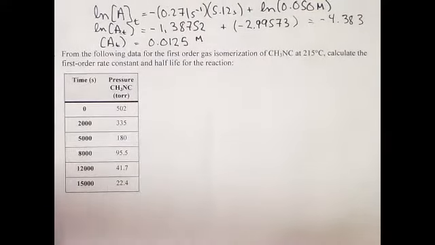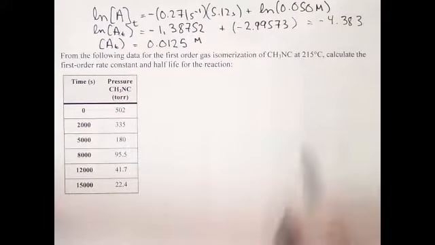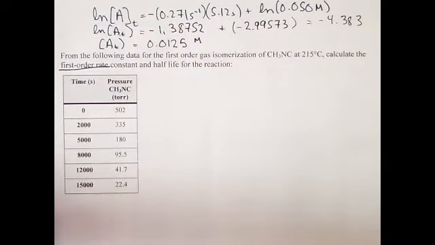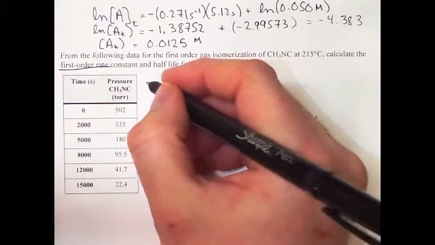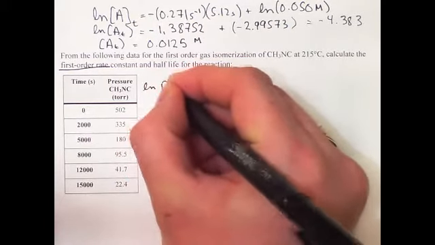So from the following data for the first order gas isomerization of CH3NC, so basically just the N and the C are going to switch places, calculate the first order rate constant and half-life of the reaction. So again, it tells you first order. We're dealing with a gas, so instead of pressure, we're going to deal with the ln of the pressure.